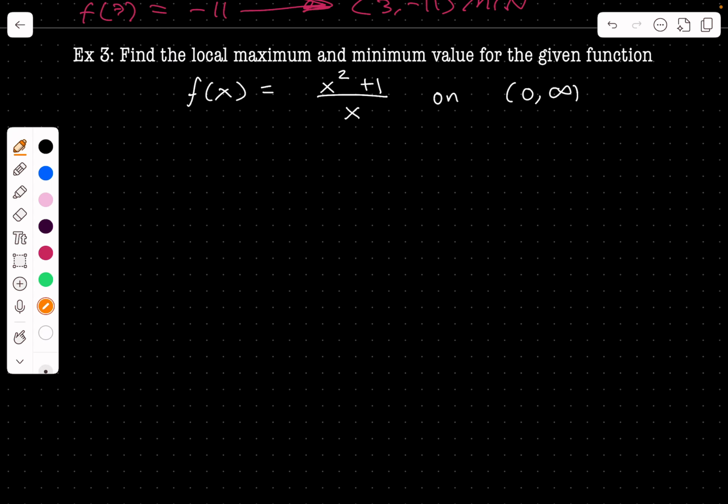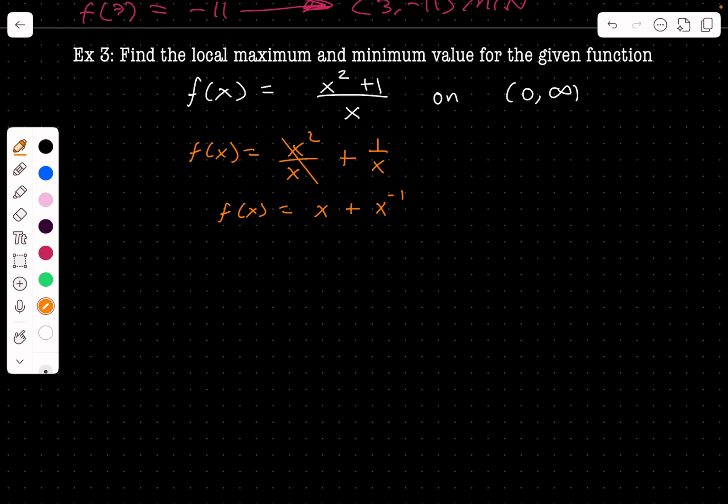Now let's just jump into it. I'm going to simplify it before I take the derivative. And this is totally legal, because it's equivalent to what it was before. I'm going to put this into proper form so that we can take the derivative. So we get f(x) equals x plus x to the negative 1 power.